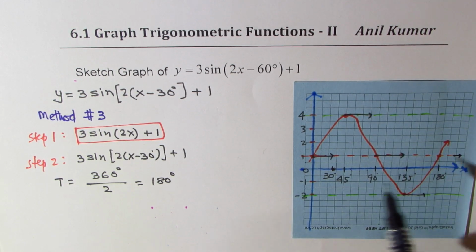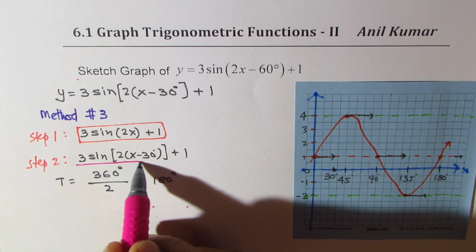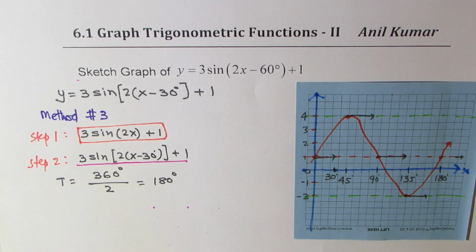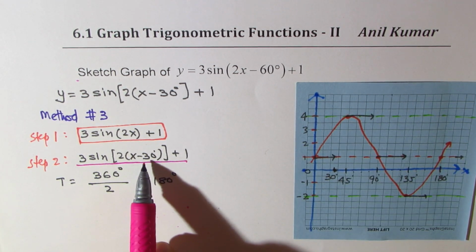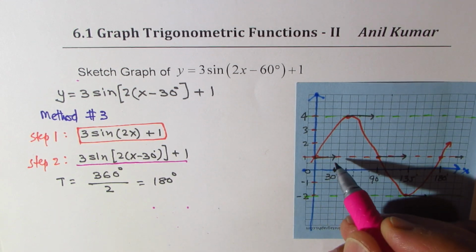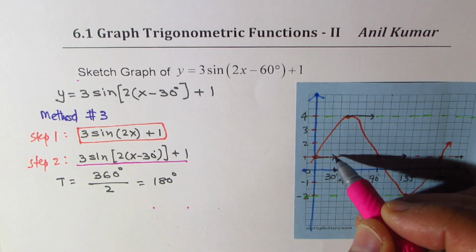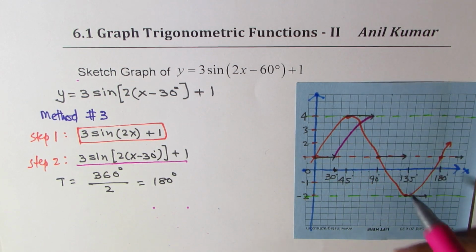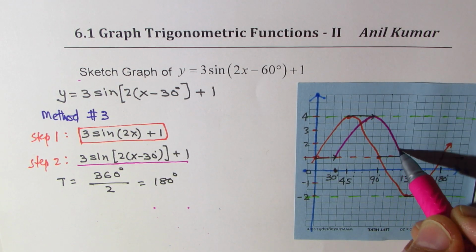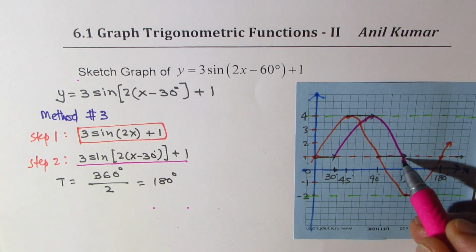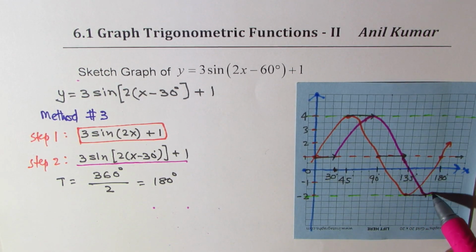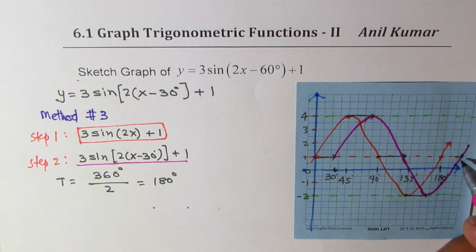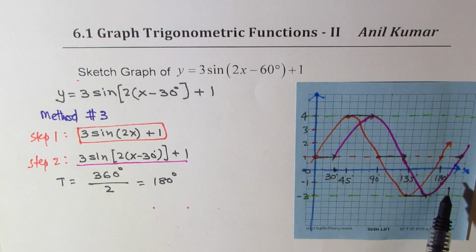Now we are going to use step number 2 and transform the final function, including the phase shift of 30 degrees to the right. So that's our 30 degrees. Let's sketch it. Join these points. And there you go, right? So what we see here is that in 2 steps, we can very easily sketch our graph.